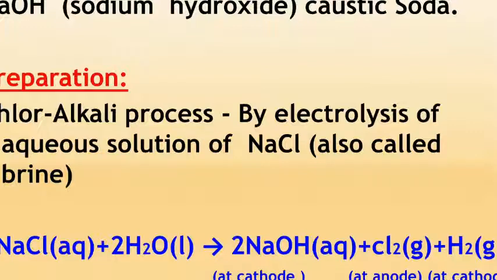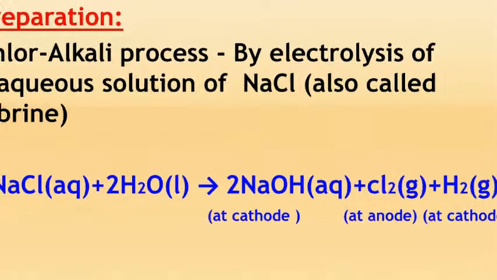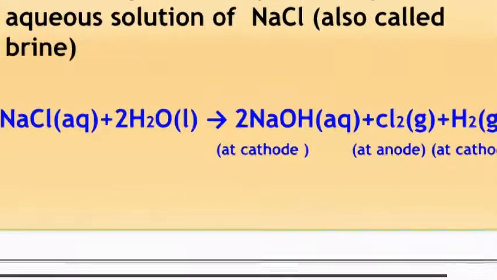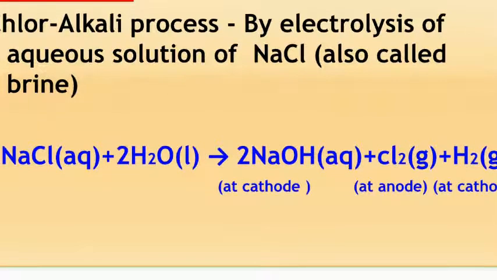So brine is electrolyzed. That means electric current is passed through the aqueous solution of sodium chloride, which is known as the chlor-alkali process. And what happens during this? Sodium chloride plus H2O gives sodium hydroxide plus chlorine gas plus hydrogen gas. We find that chlorine gas is given at the anode, hydrogen at the cathode, and sodium hydroxide is also obtained at the cathode.